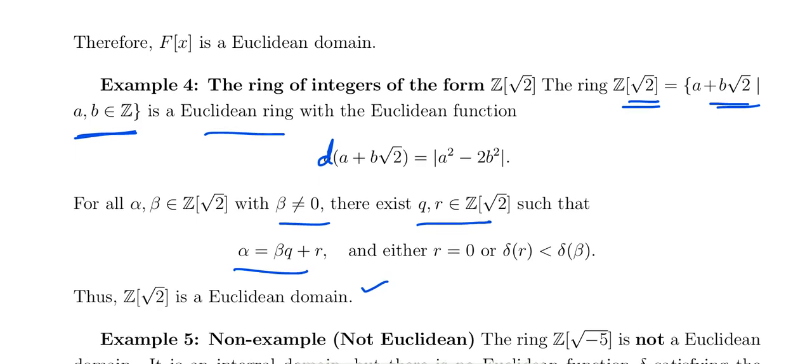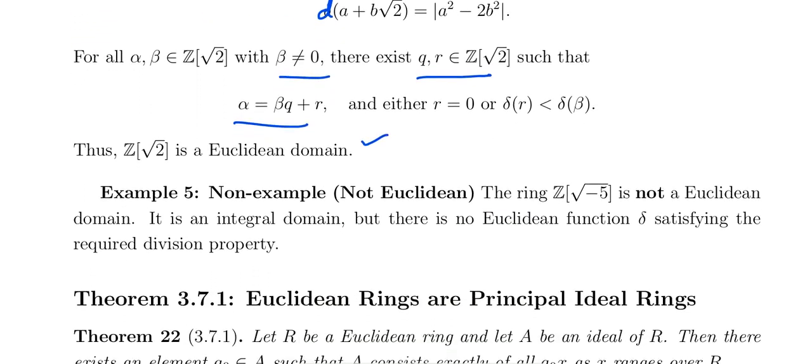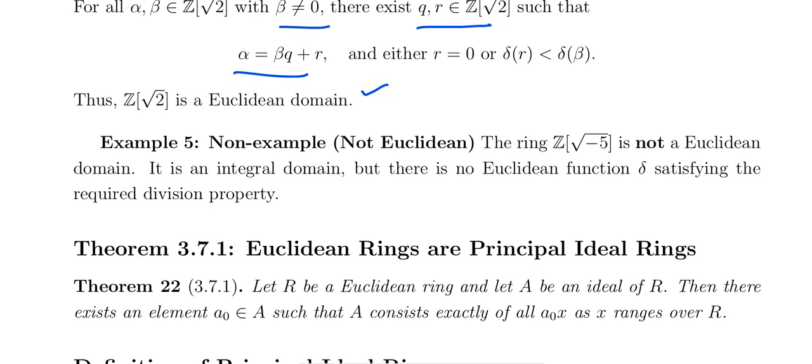They also call it the Euclidean algorithm. Non-example: Z of root of minus 5 is not a Euclidean domain. It is an integral domain, but there is no Euclidean function del satisfying the required division property. So this is the non-example, it is not Euclidean. The example is Z of root of minus 5.